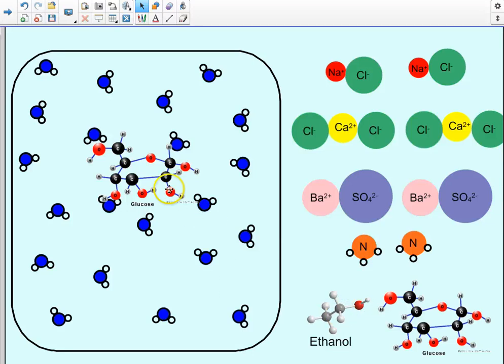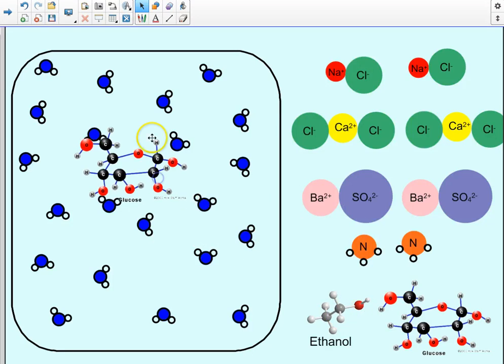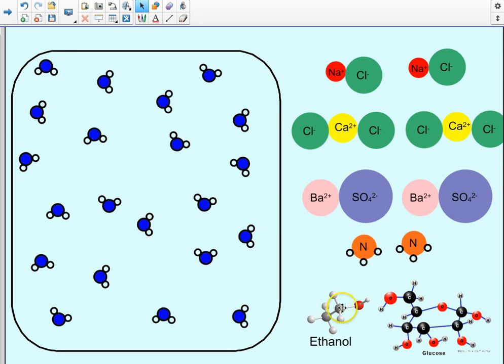Another example would be ethanol. Ethanol is another covalent molecule, C2H5OH. This is basically alcohol, right? What we drink for alcohol. It will not form ions when you put it in solution and is, again, also a non-electrolyte.